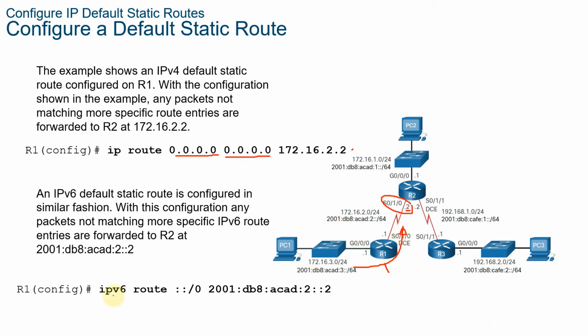That would be ipv6 route ::/0, and then the next hop IP address, which is 2001:DB8:ACAD:2::2. All right, so that's configuring a default static route.